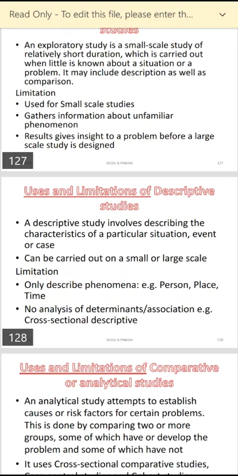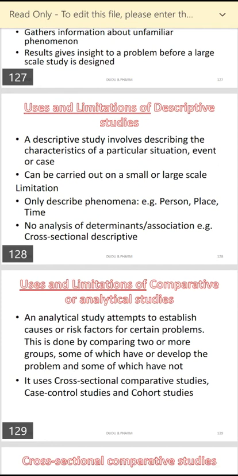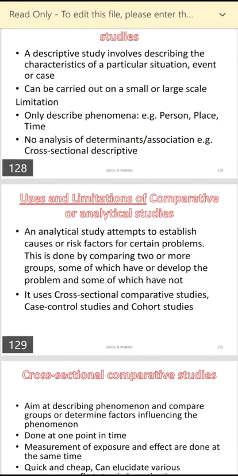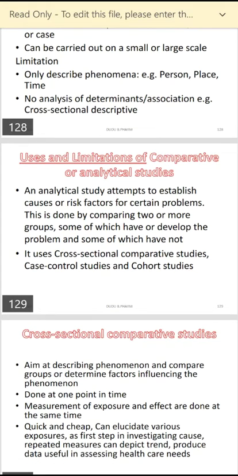Then let's go to the limitation of descriptive studies. A descriptive study involves describing the characteristics of a particular situation, event, or case, and can be carried out on a small or larger scale. Limitation: it only describes phenomena, for example person, place, and time. No analysis of determinants or association, for example cross-sectional descriptive. Uses and limitation of comparative or analytical studies.